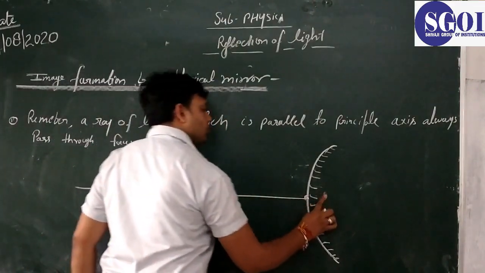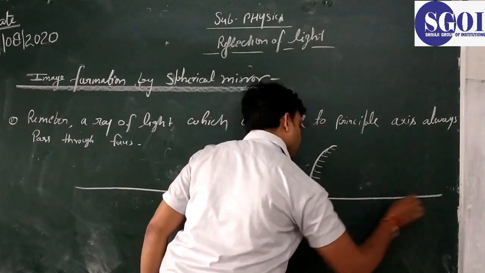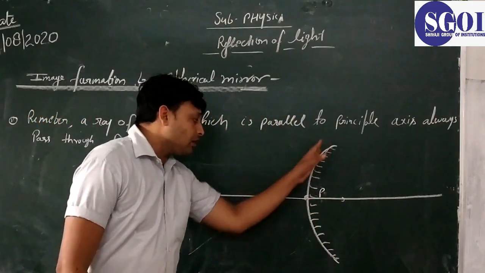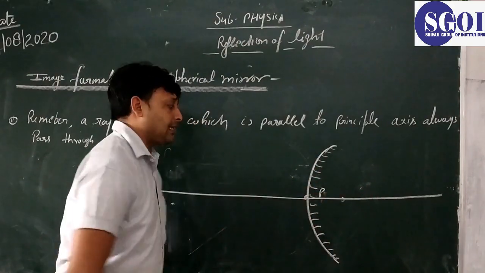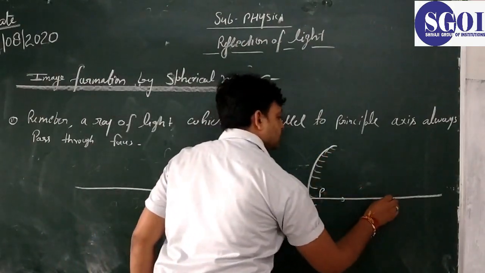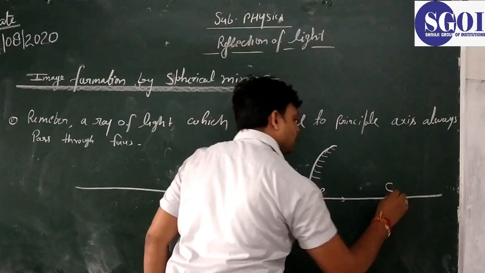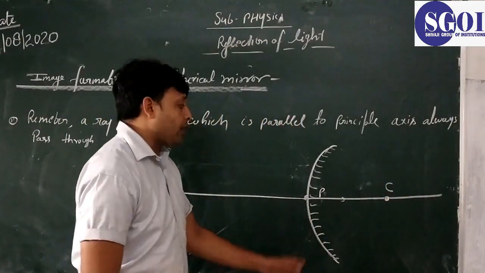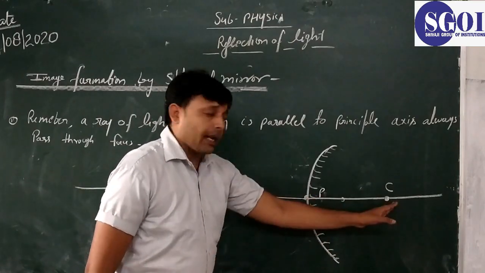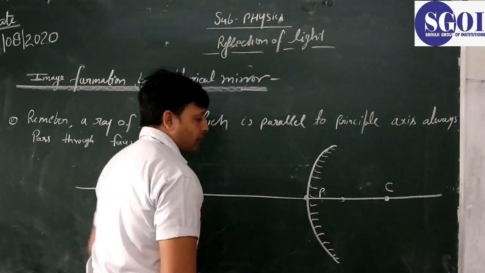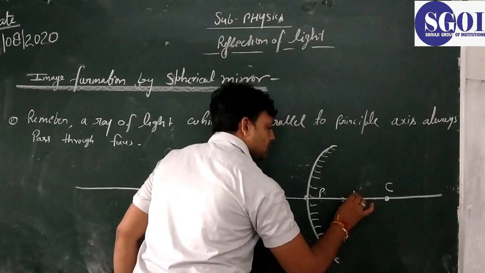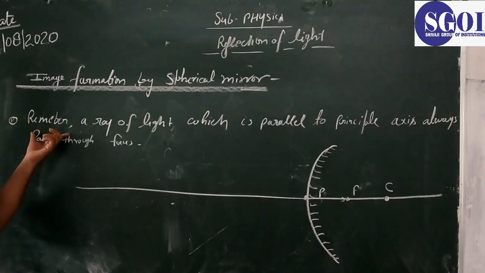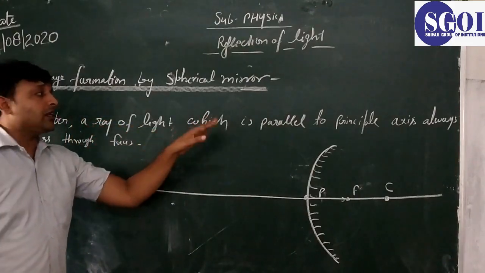Now we know that the center of curvature is behind the convex mirror. The center of curvature is behind the convex mirror, this is the center of curvature. What is the focus point? The focus point is the midpoint between the pole and the center of curvature. This midpoint is the focus.